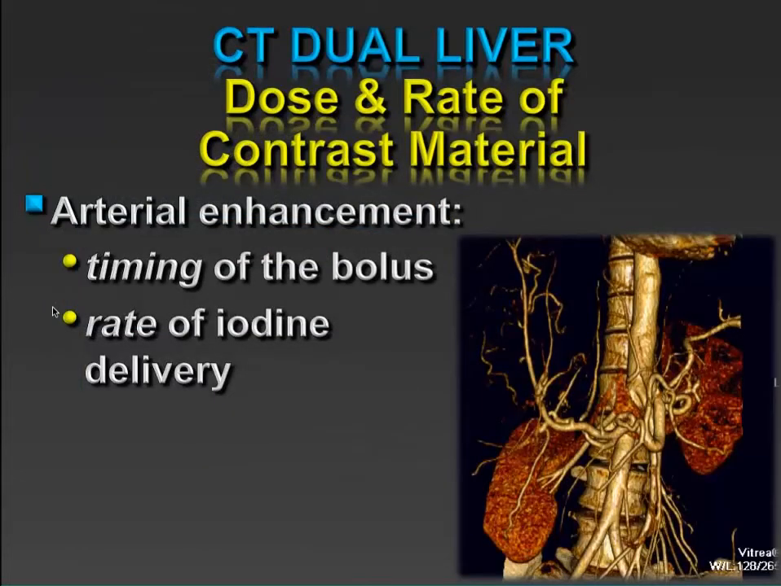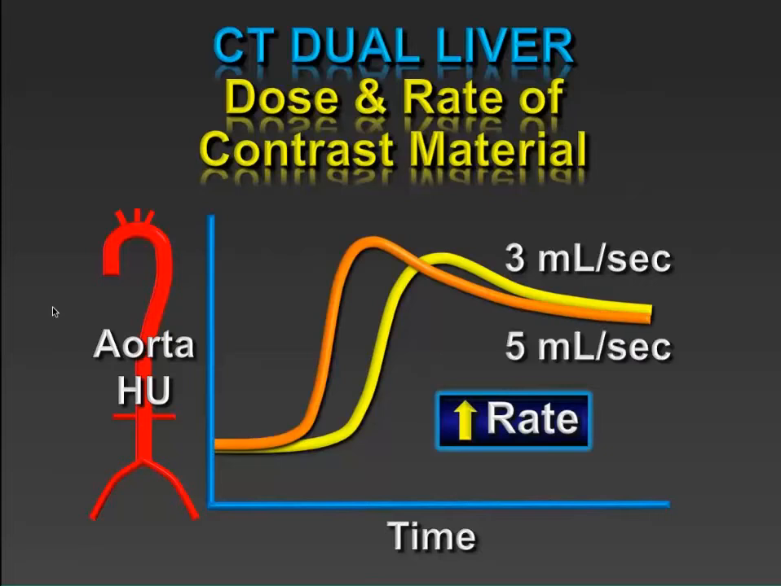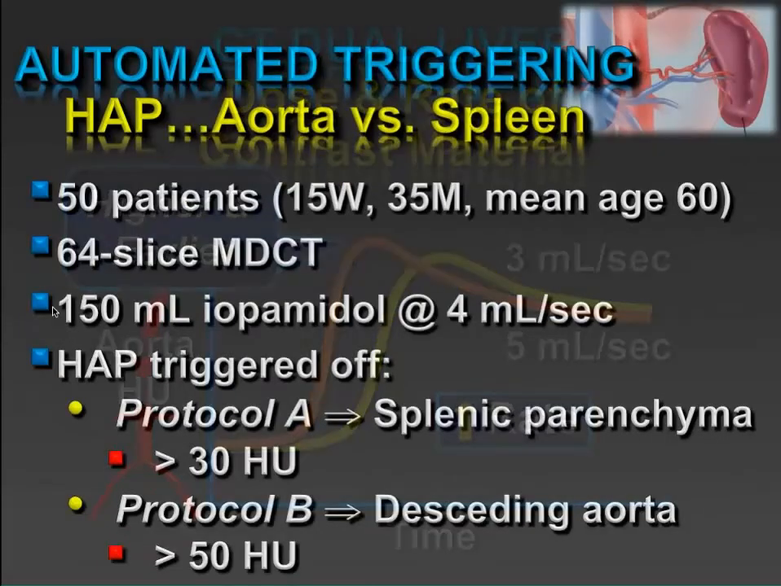Now, the dose and rate of contrast material for arterial enhancement is different than for venous enhancement. The timing of the enhancement is determined by how fast we give the rate of iodine delivery, and then that'll figure out when we scan. So, for example, for the aortic enhancement, if you give contrast at 3 mL per second, you may get an aortic enhancement profile that looks like this. If you increase the rate to 5 mL per second, you'll basically get aortic enhancement that is a little bit higher and a little bit earlier. So again, this is different than the venous system, where it's predicated more on the dose. This really has more to do with the rate of delivery, not the dose of delivery. But if you include a venous phase, you need to factor that in.